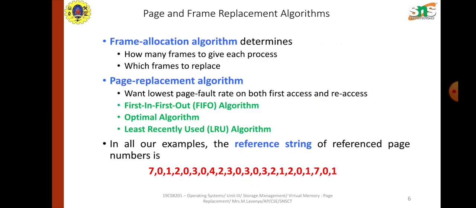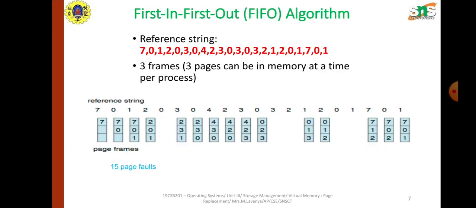For victim selection, there are three different algorithms used. First one is the first in first out algorithm. Next one is the optimal page replacement algorithm. Third one is the least recently used page replacement algorithm. In today's session, we are going to see the implementation of all those three algorithms.